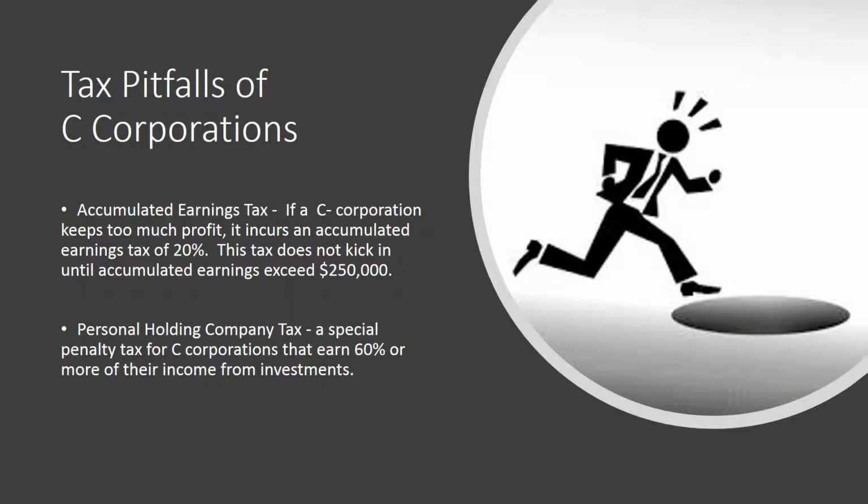Personal holding company tax. There is a special penalty tax for C corporations that earn 60% or more of their income from investments, such as dividends and royalties. Don't worry about this if you're running an active business.